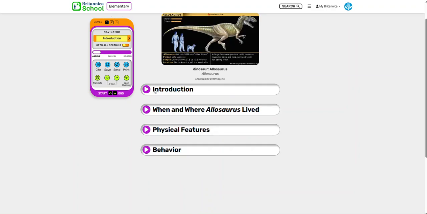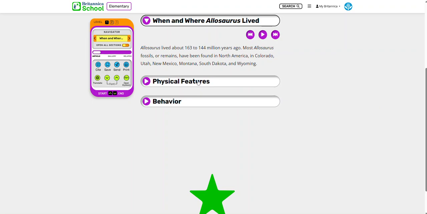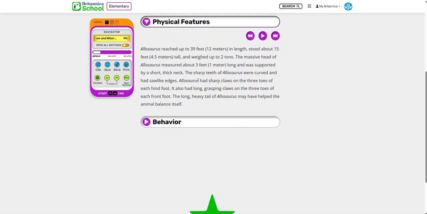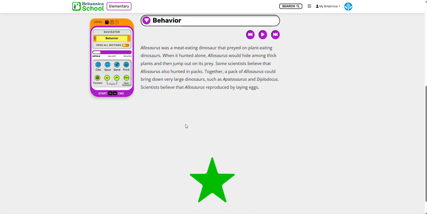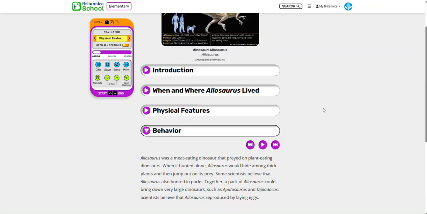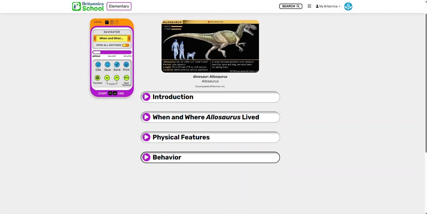So I'll have a bit of an introduction here. And then when and where Allosaurus lived, a little bit of information, and a little information about the physical features and the behavior. So you're definitely going to need additional research articles, but I think this would pass the Goldilocks test.